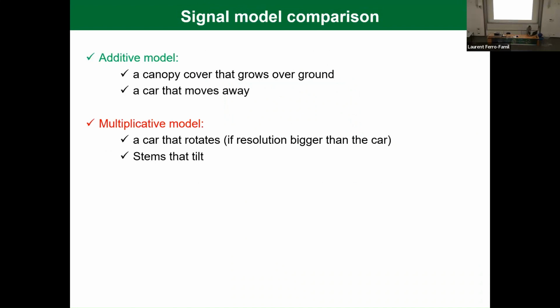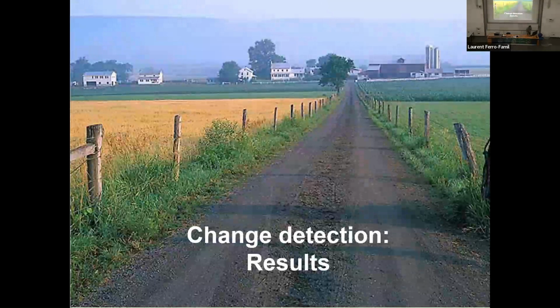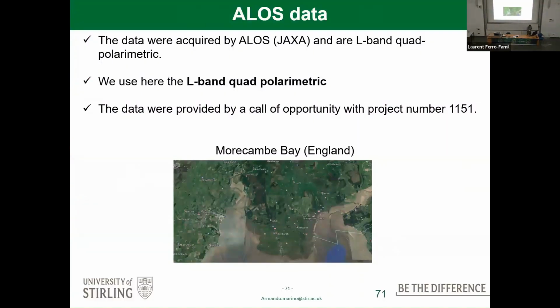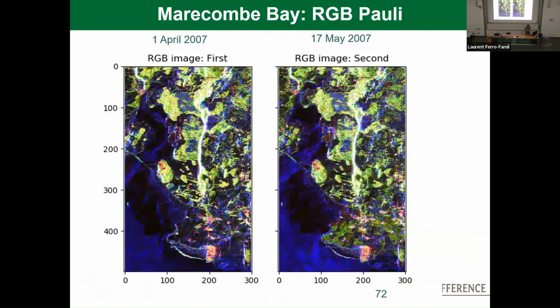So again, difference, additive, multiplicative, it depends a little bit on what you're doing, and you really have to make sure that you know which model you should use. So let's look at some results. This again is L-band quad-pol, ALOS-1, acquired by JAXA. This was acquired in England, in Morecambe Bay, a bit south of the Scottish border, near Lancaster. So first image, second image, RGB.